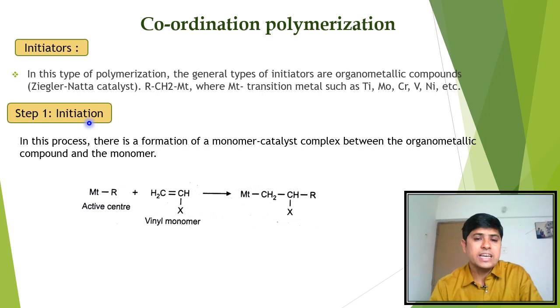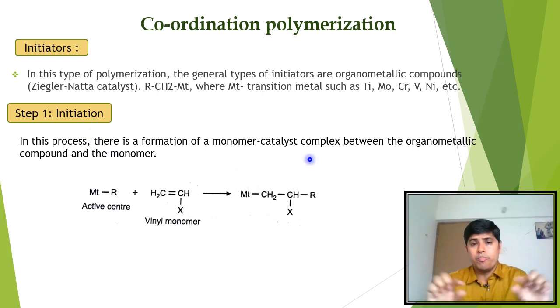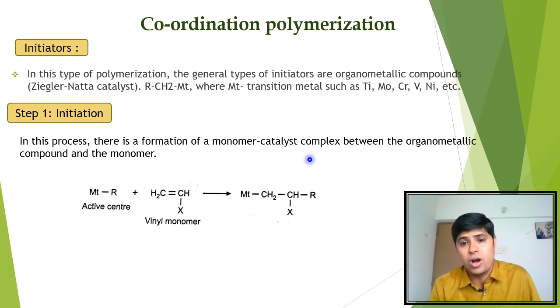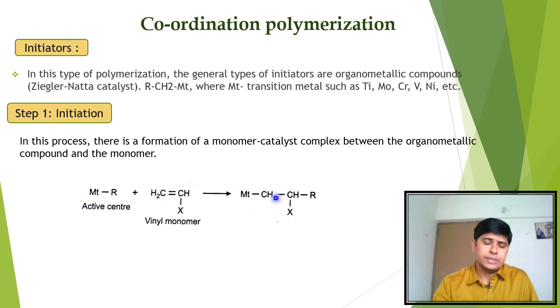In this process, there is formation of a monomer catalyst complex between the organometallic compound and the monomer. This is the active center and this is the vinyl monomer. This monomer will get added to the active center and chain initiation will take place.